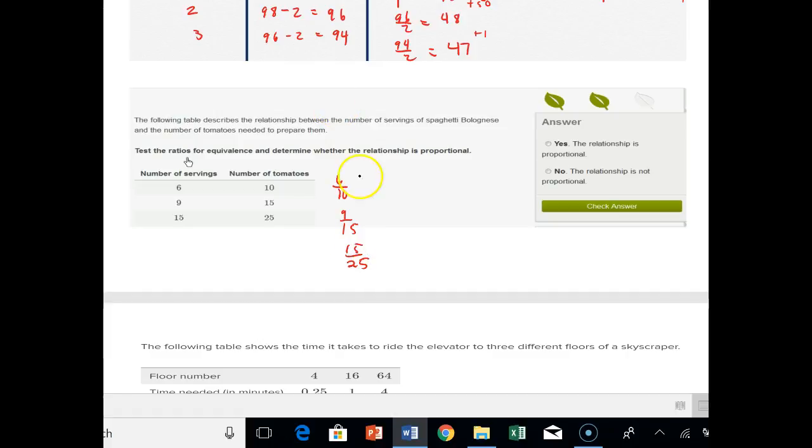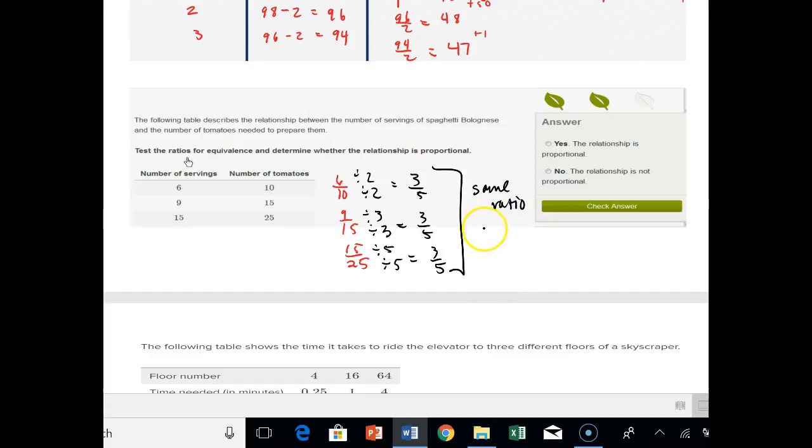6 to 10 can be simplified by dividing by 2. What do we get? We get 3 to 5. 9 to 15, we can simplify by dividing by 3. What do we get? We get 3 to 5. And 15 to 25 can be simplified by dividing by 5. What do we get? We get 3 to 5. So look at this, they all have the same ratio of 3 to 5. Same ratio, so they are proportional. You can just put yes over there. So that's the end of part 1.